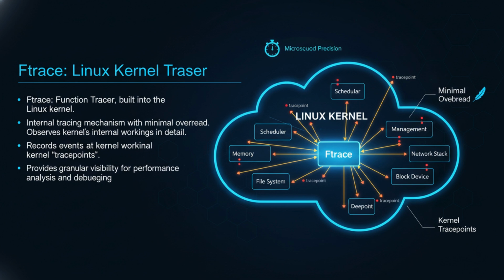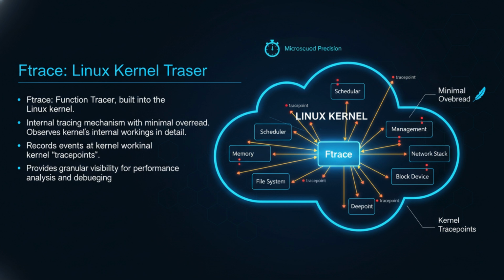Ftrace, short for function tracer, is an internal tracing mechanism built directly into the Linux kernel. It provides an unparalleled ability to observe the kernel's internal workings with minimal overhead, making it an incredibly powerful tool for performance analysis and debugging. Ftrace allows developers and system administrators to instrument various points within the kernel code, known as tracepoints, and record events as they happen. Think of Ftrace as a high-speed camera embedded within the core engine of your operating system, capable of capturing every tiny movement and interaction.